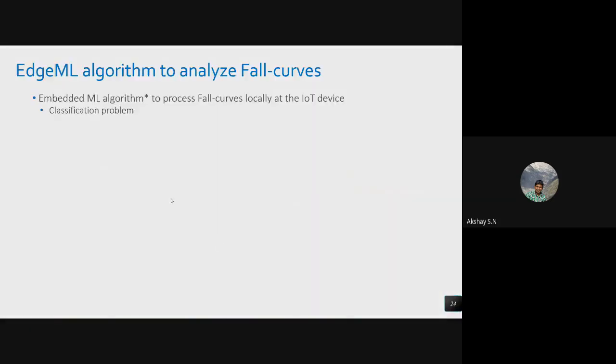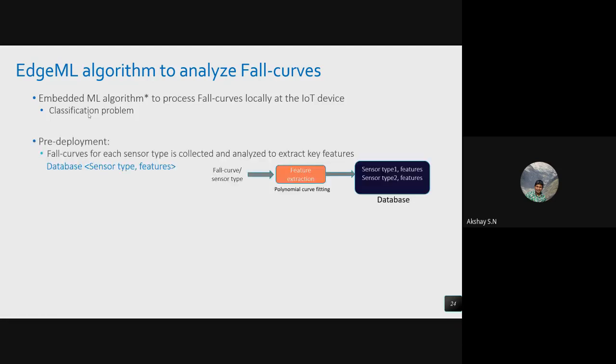And now I will tell you how you detect faulty data, right? What we have done is we have created an ML algorithm which can analyze this fault curve fingerprint and automatically detect whether this is a working sensor or a faulty sensor. So the problem is basically mapped to a classification problem. To identify this, the first step is, before we deploy a sensor, we first collect the fingerprint for each sensor type, right? So we'll create a database.